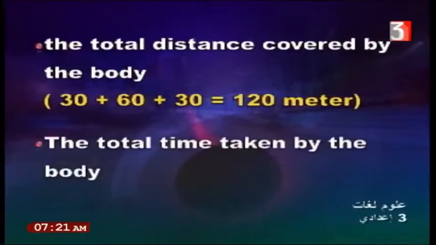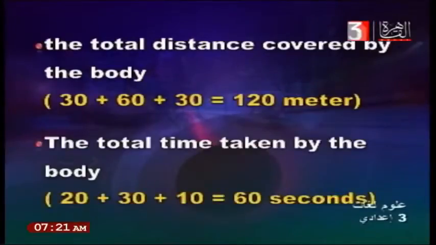The time taken to cover this distance equals 20 plus 30 plus 10, which equals 60 seconds. So you now have the total distance and total time, and you can find the average speed.